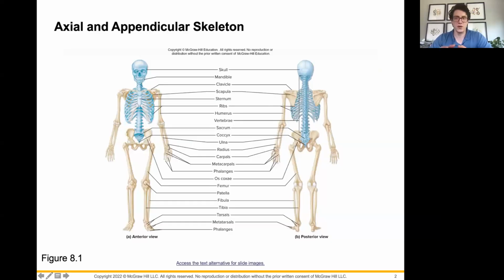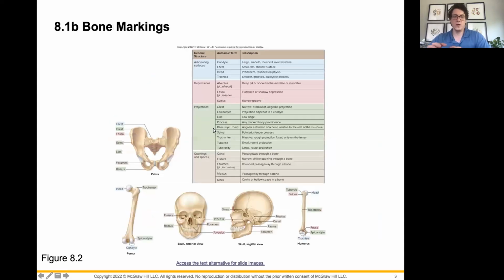So for this, what we're going to do is we're going to look at the appendicular skeleton. Now, the appendicular skeleton, remember, is composed of the bones of the limbs and their girdle. So that's your arms and legs, and then the bones that we use to attach those to the main body trunk. So that's going to be things like your clavicle and scapula, as well as your hip bones or your os coxae.